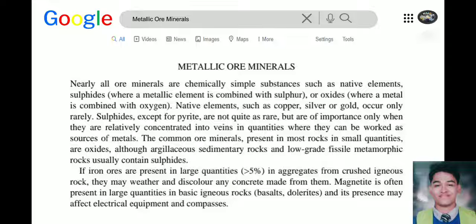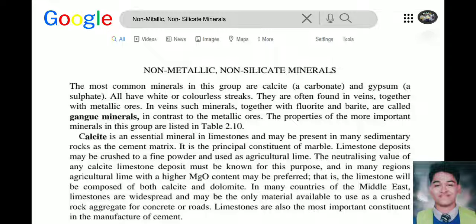Just like what I have said, as the metallic ore is good for economic usage, we have the native elements such as copper, silver, or gold, which, as we all know, are very high in value when sold in the market or elsewhere. And on the next slide, we will see the non-metallic or non-silicate materials.